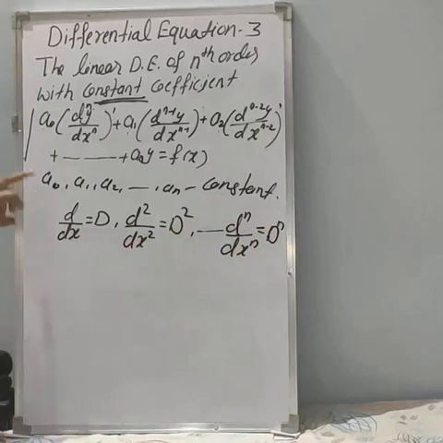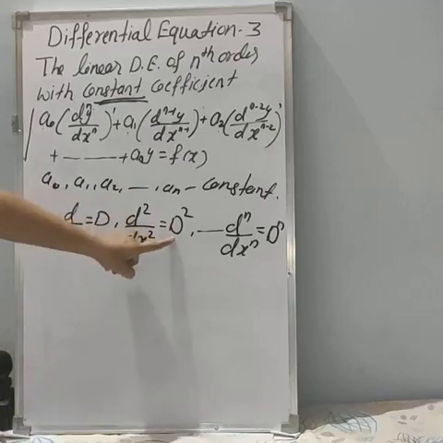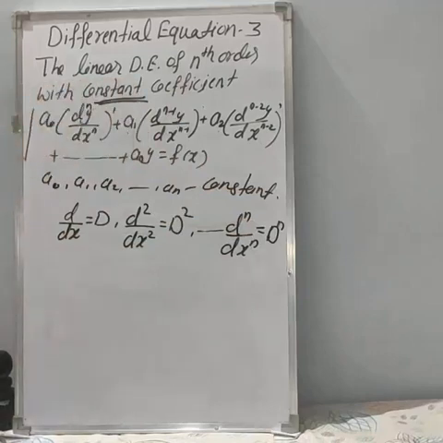That is important. So the first step is to substitute d/dx equal to D, d^2/dx^2 equal to D^2, and so on, d^n/dx^n equal to D^n.